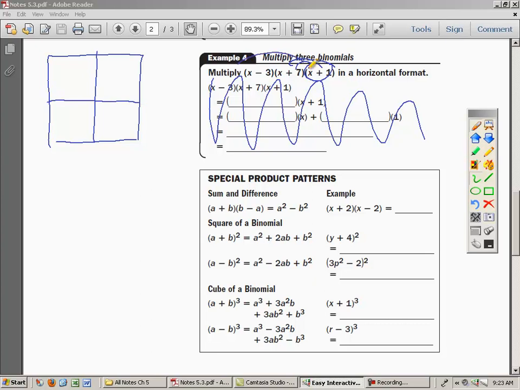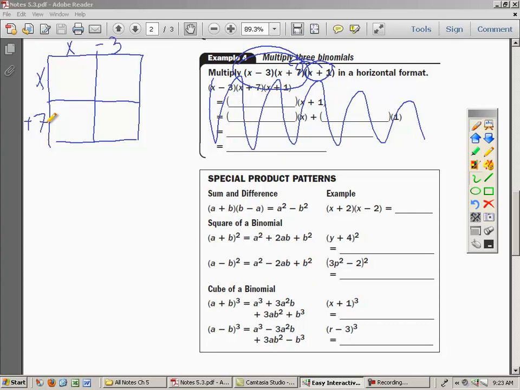And so I'm just going to take the first 2 and multiply them together: x minus 3 and x plus 7. Multiply the first 2 binomials together. The result will be a trinomial. And then multiply that result by the x plus 1. All right? So let's do the first 2 together first.